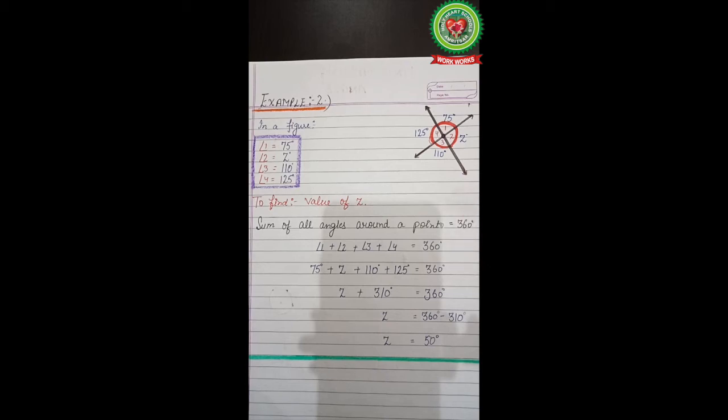Now what to do? We need to find the value of the missing angle. What was the missing angle here? Z, right? So here we need to find the value of Z. What was the first step? We need to draw the figure. And second step, we need to give the numbering. We have already given this numbering. Angle 1 is 75 degrees, angle 2 is Z, angle 3 is 110 degrees and angle 4 is 125 degrees, right? Now you will start this question by writing in this figure what is given to you. You will write over here angle 1, 2, 3, 4. Now what to do?